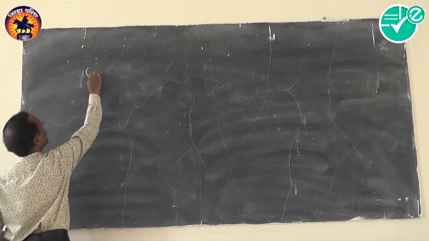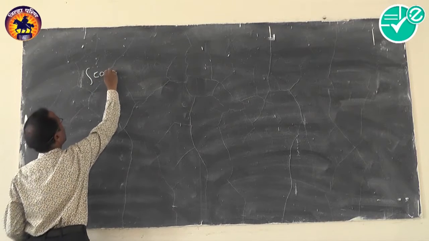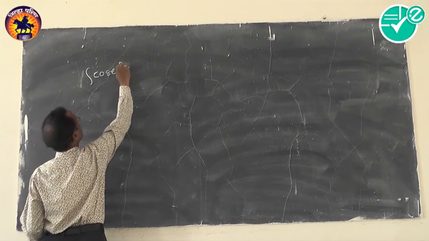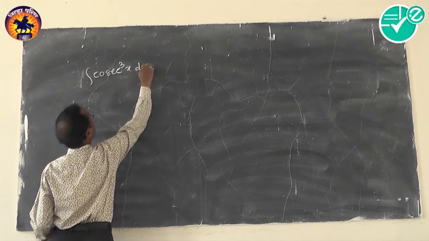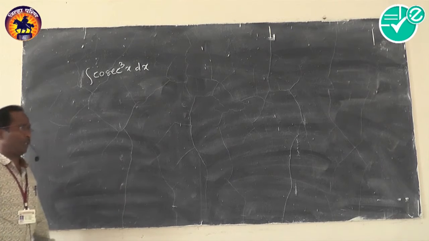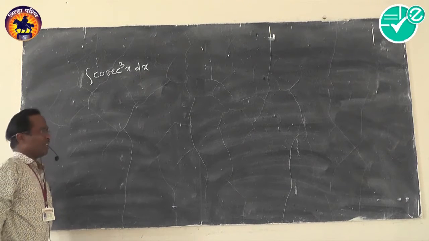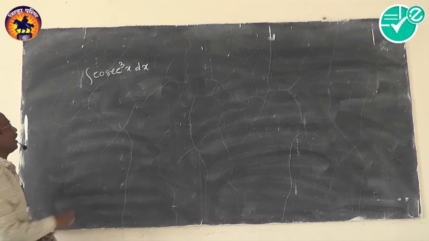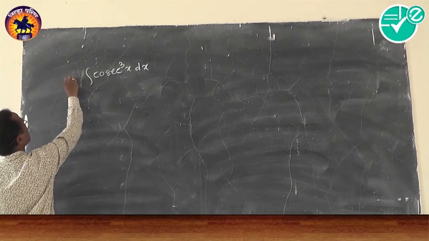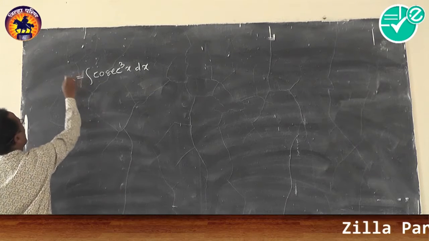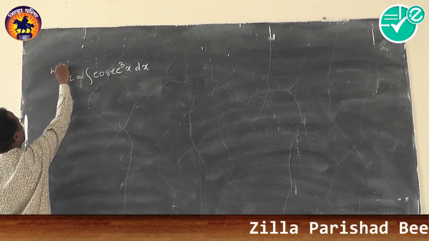Integral of cosec cube x dx. Now we want to solve this example without using the LIATE rule. So how can we solve it? Let I be equal to this function.